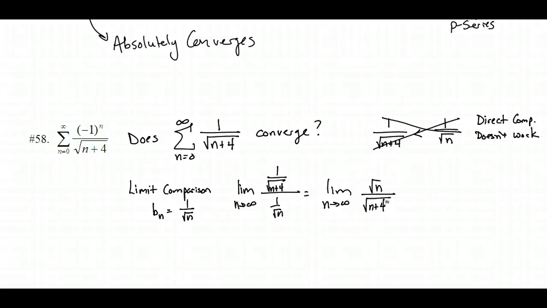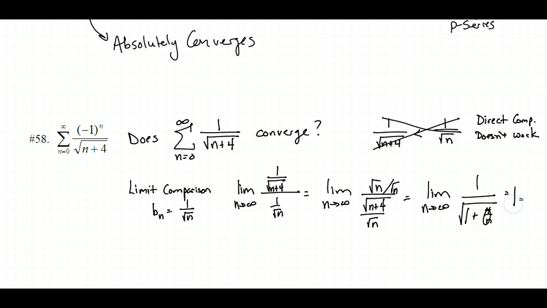As n approaches infinity, let's divide both the numerator and denominator by the square root of n. Now we have the limit as n is approaching infinity of 1 divided by the square root of 1 plus 4 divided by n. That 4 over n is going to equal 0. Therefore, this is equal to 1. 1 is a positive finite number.